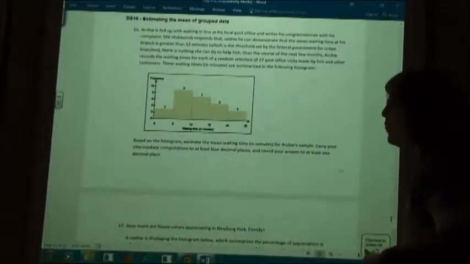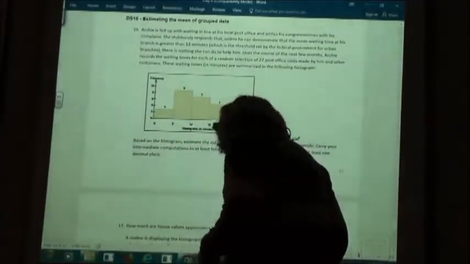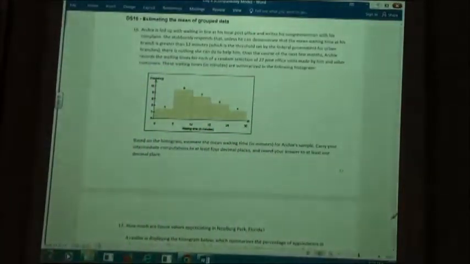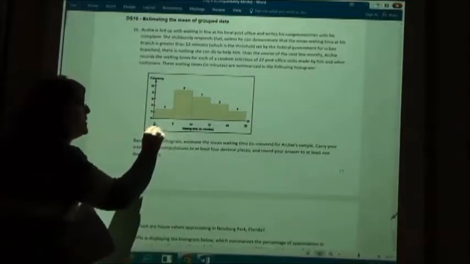Estimating the mean of grouped data. When we estimate the mean of grouped data, basically we're going to find the midpoints of each of the bars of our histogram, and then we're going to do it like we did the weighted mean. So first thing I'm going to do is find my midpoints.